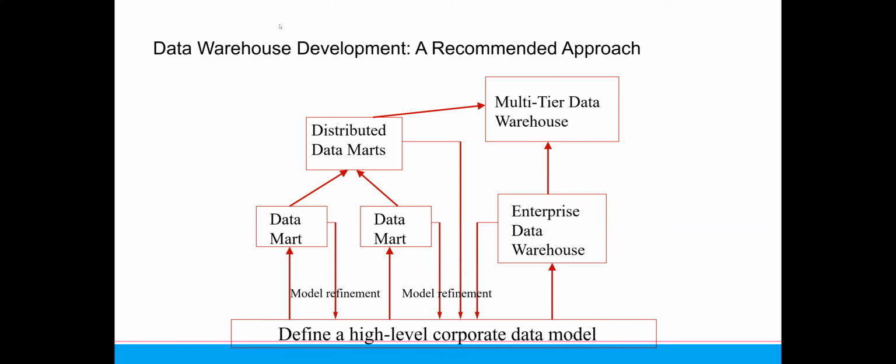So this is the recommended approach. You need to define the high-level corporate model. If it is a high-level corporate model, then you need to think about the enterprise data warehouse. Or you can think about a specific department, let's say a data mart, and then you have another data mart. After you have multiple data marts, you can build distributed data marts. After you have the distributed data marts, you can make the multi-tier data warehouse. But actually, this step is also available, and this step is also available. So this is just a recommended approach for how you can design the data warehouse.